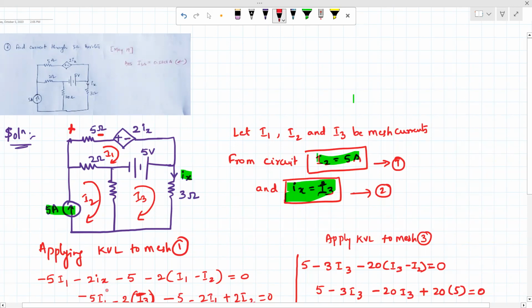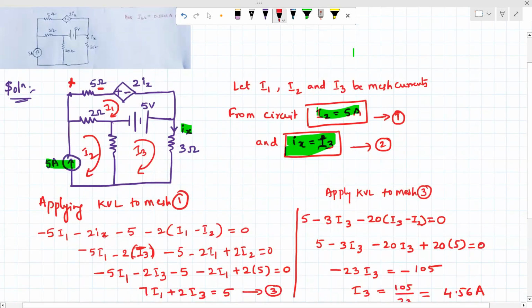So minus 2Ix. Then there is a 5-volt battery which we are moving through from plus to minus, so it is minus 5, and minus 2 here, as we are going in the direction of current I1. There is one more current coming in the opposite direction, which is I2, so it is (I1 minus I2) in brackets. This is equal to 0. Now we will simplify this. Wherever there is Ix, we will substitute the value of I3, and wherever there is I2, we will put the value of 5. When I simplify, it will be 7I1 plus 2I3 is equal to 5.